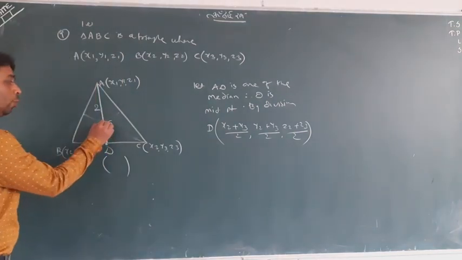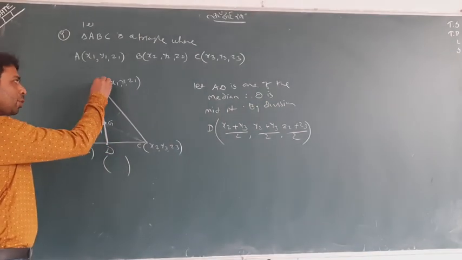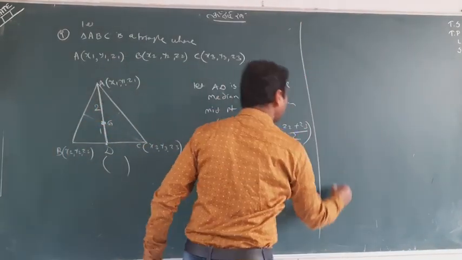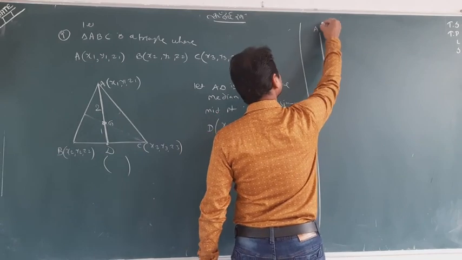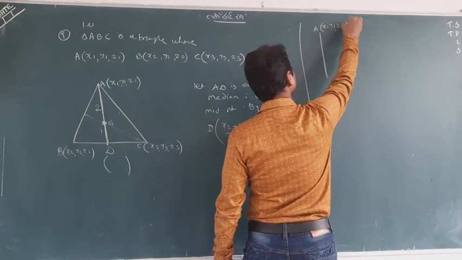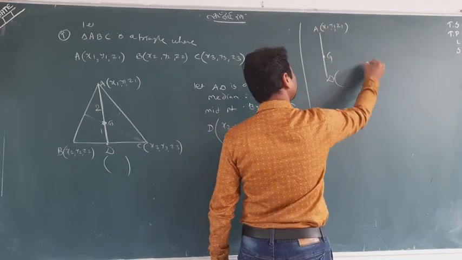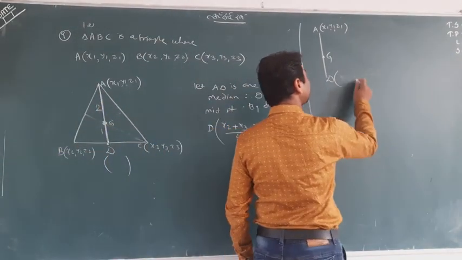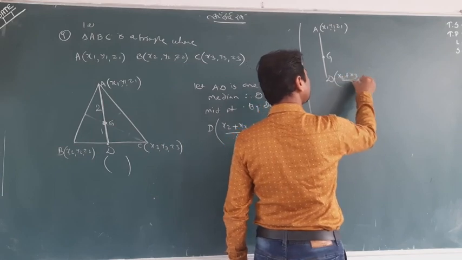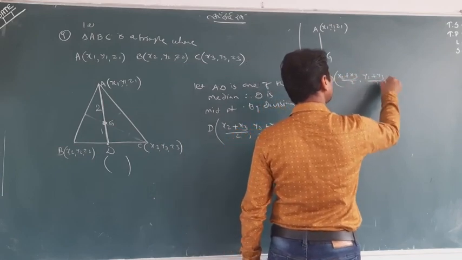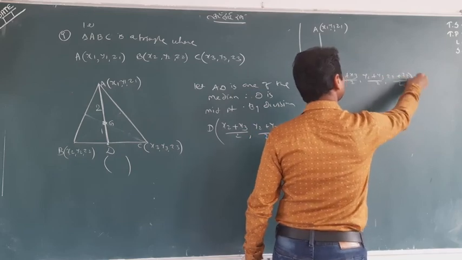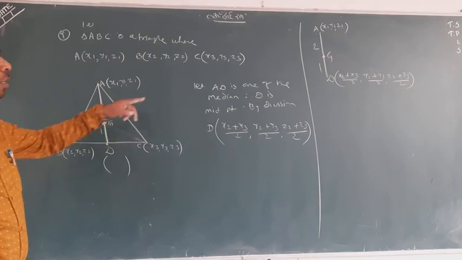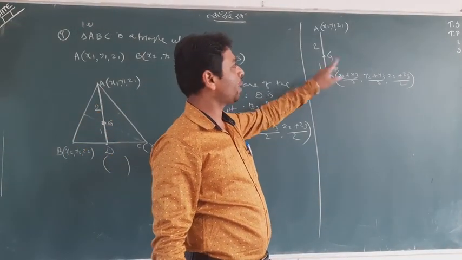Now you want to find G. So can you see the picture? Let me make a new figure like that. It is A. It is G. It is D. D is here. Okay, I write x2 plus x3 by 2, y2 plus y3 by 2, z2 plus z3 by 2. This is G and this is 2:1. Can you see the figure? A, G, D, 2:1. Everything is clear now.